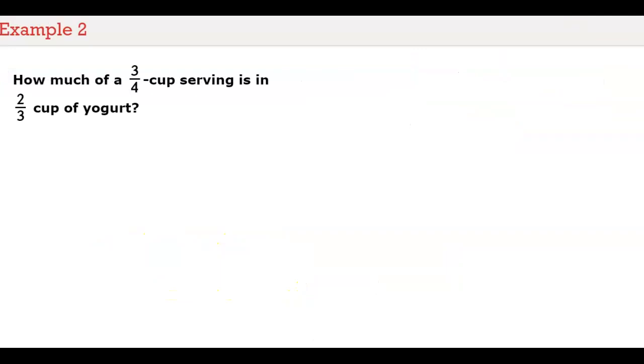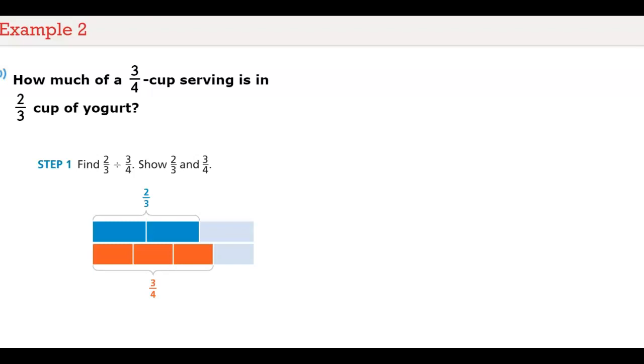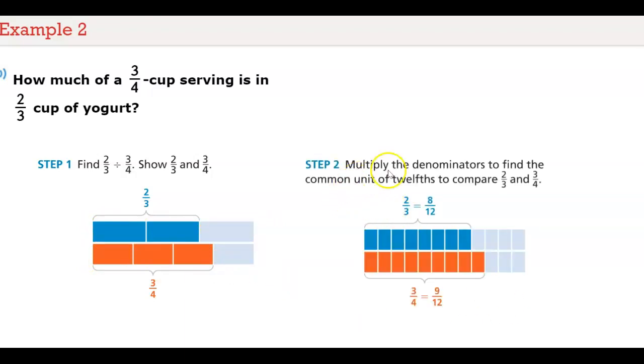How much of a 3/4 cup serving is in 2/3 cup of yogurt? Step 1, find 2/3 of 3/4. Show 2/3 and 3/4. So in our diagram, on the top is 2/3, the bottom shows 3/4. Step 2, multiply the denominators to find a common unit of twelfths to compare 2/3 and 3/4. So we're finding the least common denominator.